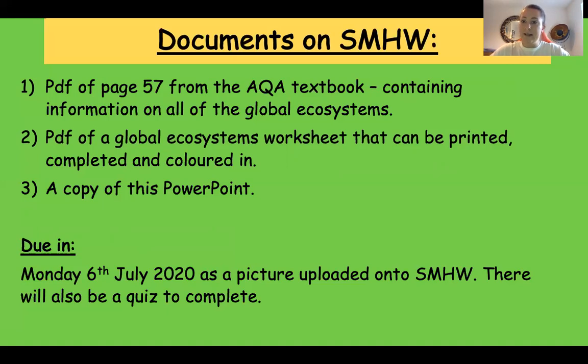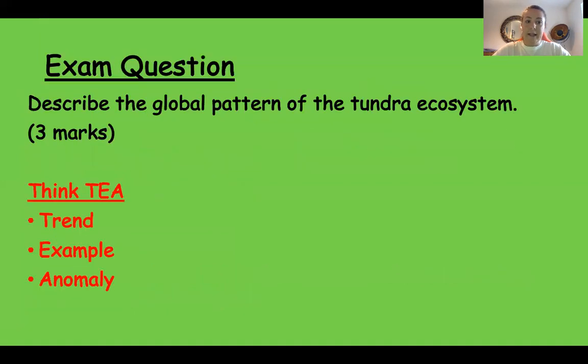Attached to this, same as for all the others, there will be a 10-question quiz for you to complete. And then finally, just an exam question for a bit more challenge for those who want that. Describe the global pattern of the tundra ecosystem. 3 marks. So you've got to be thinking about your TEA: trend, where is it? Does it follow a line of latitude? Is there a pattern? Think north and south potentially.